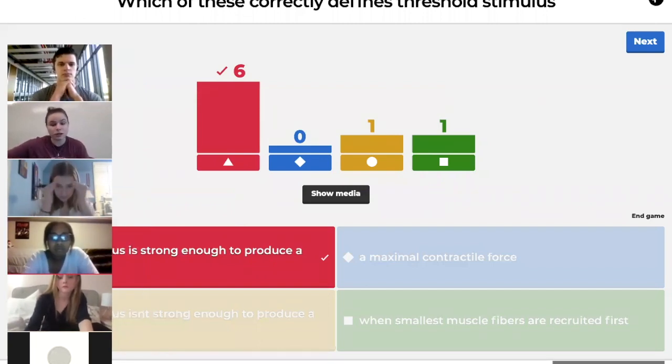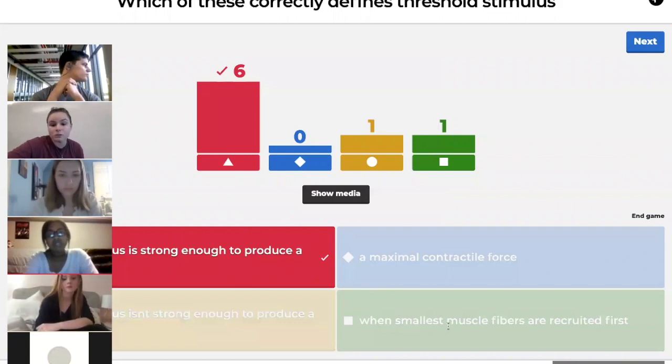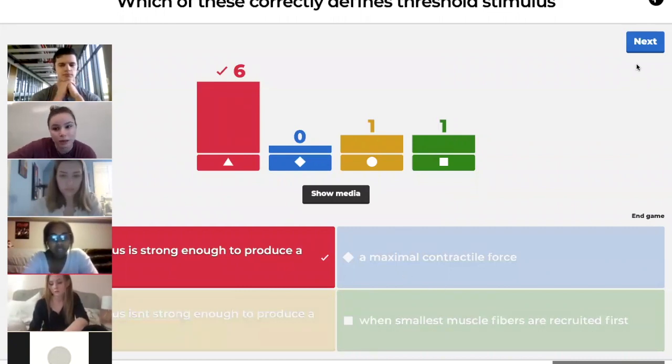Okay, cool. This is pretty good. All right, when a stimulus is strong enough to produce a contraction, we're going to produce an action potential. Okay, when it's not strong enough, this is our submaximal. Okay, and then when the smallest fibers are recruited, this has to do with size principle and recruitment.